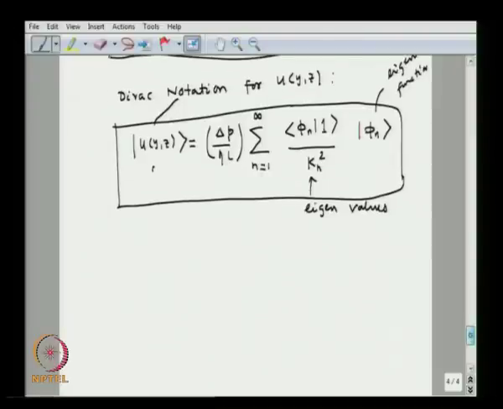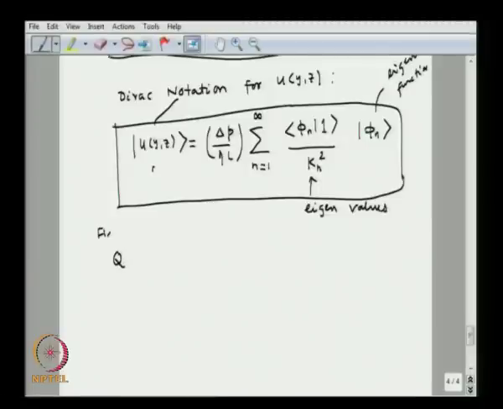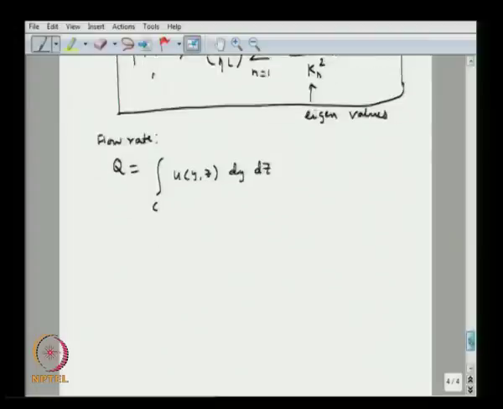Now, from this we can also determine the expression for the flow rate. Okay. Using the eigenfunction, we can relate the flow rate to the pressure gradient. How can we do that? So, the flow rate q can be written as, q will be the integration over the cross section of u(y, z) dy dz, right. This is the expression for the velocity.